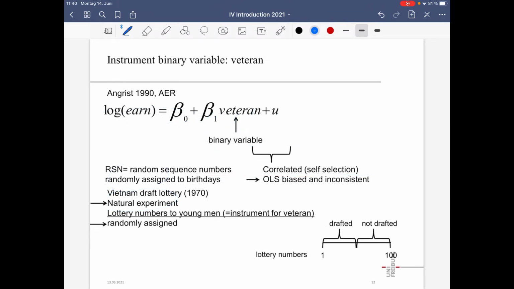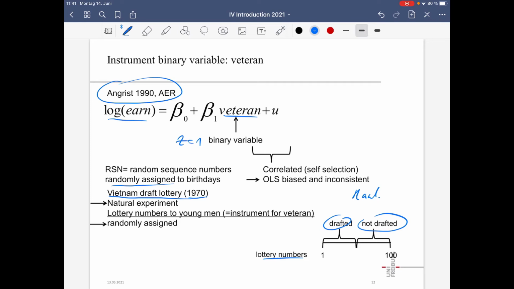Another famous paper using an innovative instrument is from Angrist, 1990, American Economic Review. He checked the earnings of veterans, and obviously veteran status is not exogenous, and then he searched for an instrument, and he found a binary instrument, going back to random assignment. If you go back to the Vietnam draft lottery 1970, you could see there was a randomized procedure. Either you are drafted or you're not drafted, just depends on lottery numbers. So at least in theory, and probably mostly in practice, this was random, whether you were drafted or not drafted.